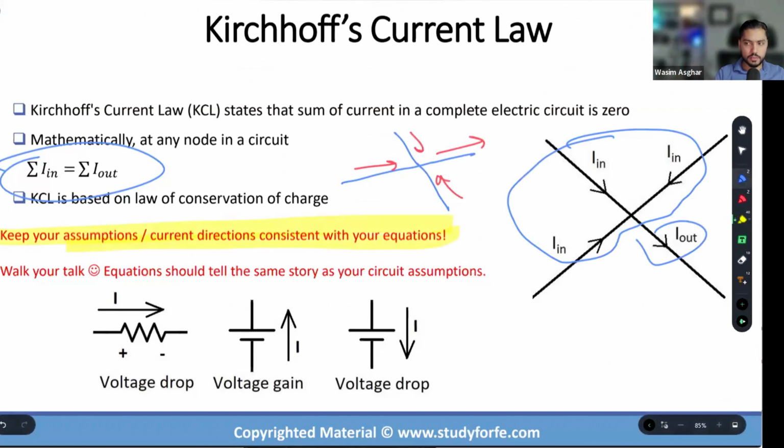When students make a mistake, they are not able to translate the directions of current and their assumptions into proper equations that are consistent with those assumptions. That's the big issue with KCL. And another thing you must remember is that there is no right or wrong assumption. Obviously, there is a right or wrong answer. There's only one correct answer as far as the magnitude and direction of the current is concerned. But if your assumptions are off, KCL will automatically take care of it by giving you a negative current.